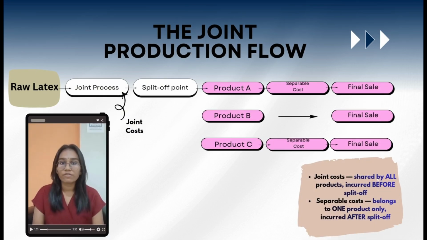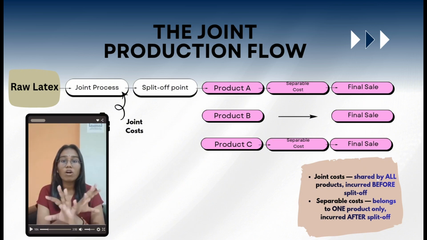Let me walk you through it from left to right. It starts here on the left with one raw material. In our case, raw latex. This latex enters one shared process called the joint process. Now, during this process, everything, the materials, the labor, the overhead, all of that becomes what we call joint cost.